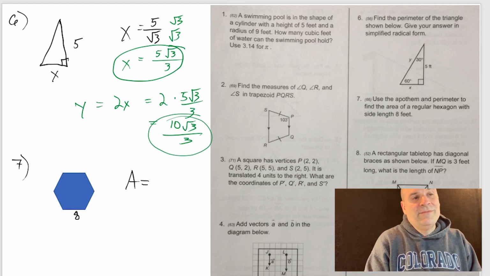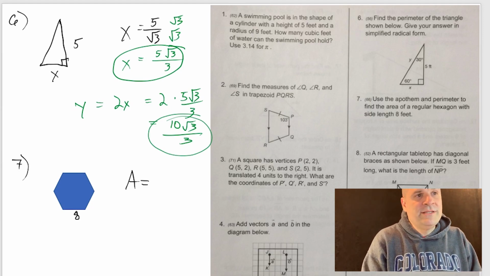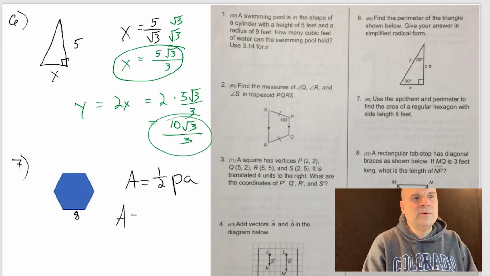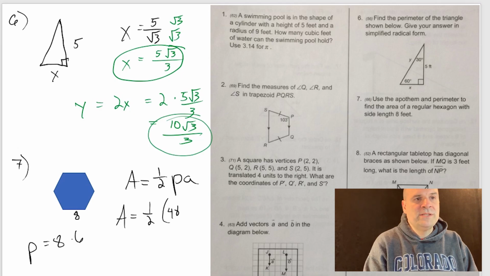So to find the area given the apothem and perimeter, it's just 1/2 times P times A. So 1/2 the perimeter times the apothem. Well, what's the perimeter? Well, if one side is 8, the perimeter is going to be 8 times 6, 48. So 48, and then what's the apothem?